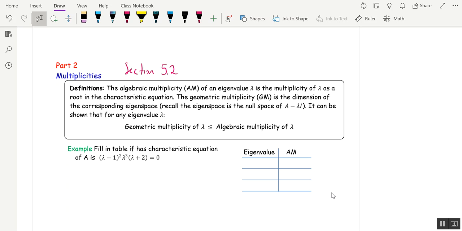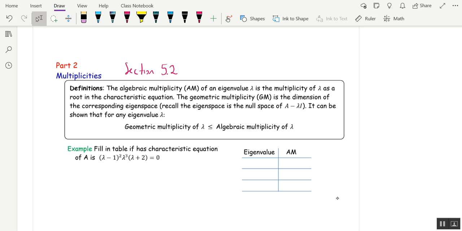There are two types of multiplicities. The algebraic multiplicity, which I abbreviate as AM, is the multiplicity of lambda as a root in the characteristic equation. I'll show you what that means with an example. And the geometric multiplicity, GM, is the dimension of the corresponding eigenspace. We can show, but we're not going to, that the geometric multiplicity is always less than or equal to the algebraic multiplicity. And when they're equal, good things happen.